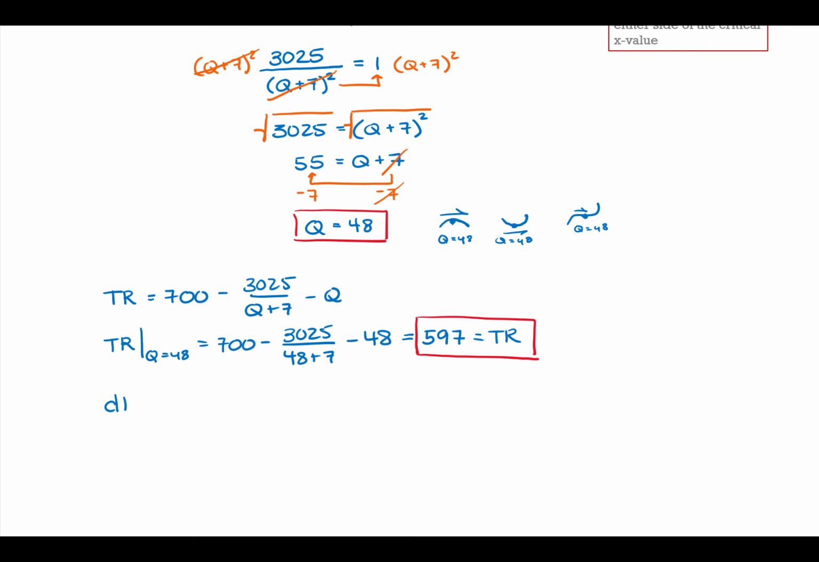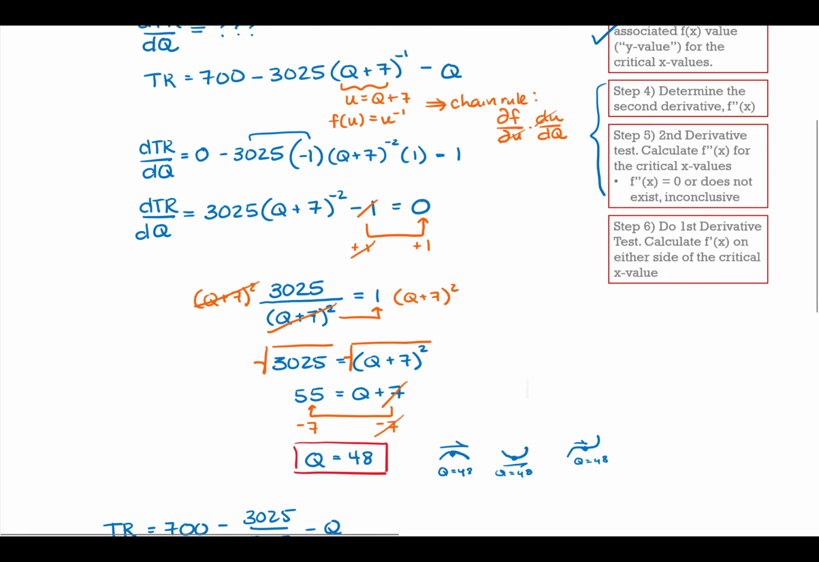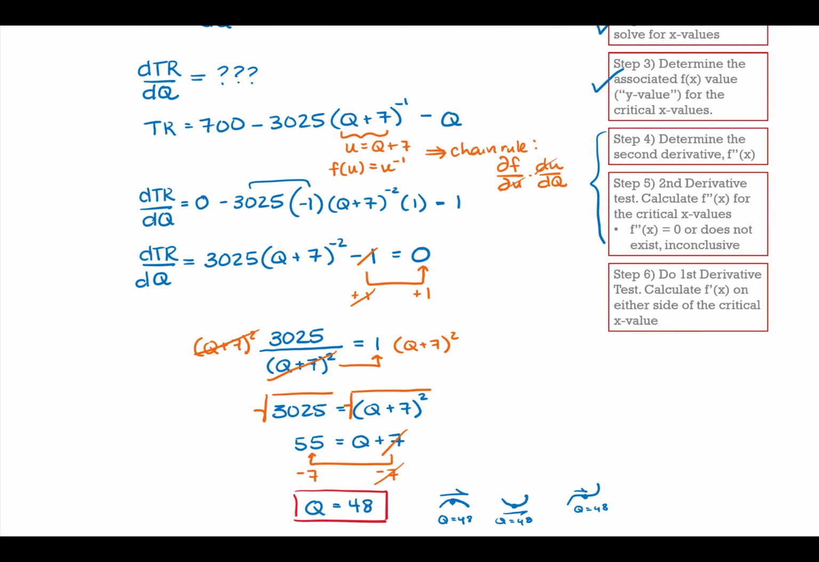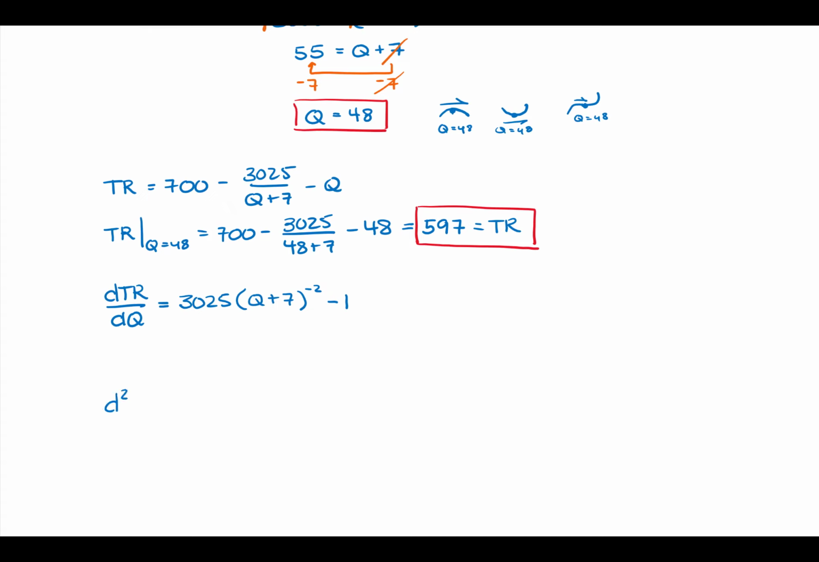So I know that dTR by dq is equal to 3025 times (q plus 7) to the power of negative 2, minus 1. That is what we had determined over here. Now doing my second derivative, d squared TR by dq squared, I'm going to do the derivative of this first term here. I have 3025 as the coefficient; it just goes along for the ride. Then I'm going to do the derivative of (q plus 7) to the power of negative 2.